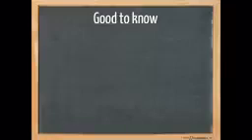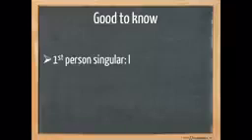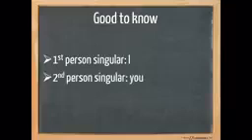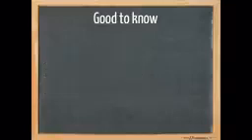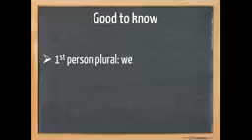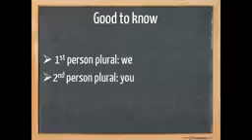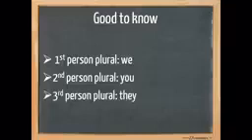But before we get started, it's good to know that when I say first person singular, I mean I. When I say second person singular, I mean you. And when I say third person singular, I mean he, she, and it. When I say first person plural, I mean we. When I say second person plural, I mean you. And when I say third person plural, I mean they.